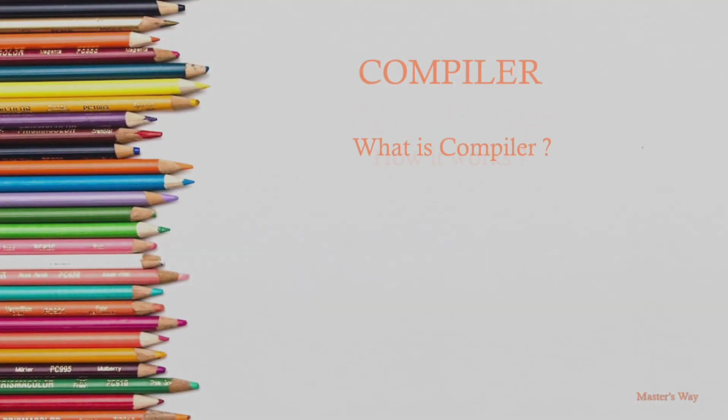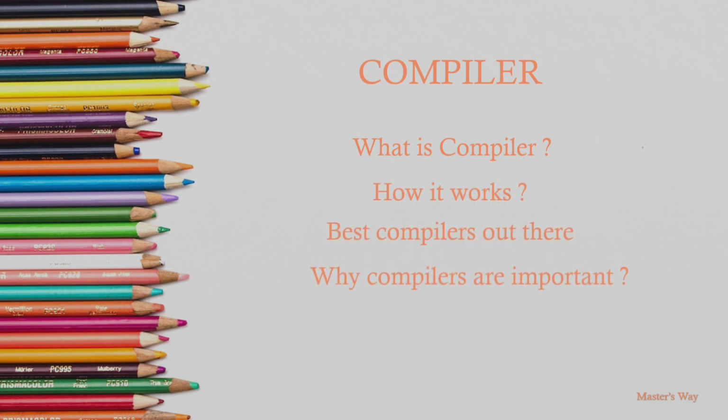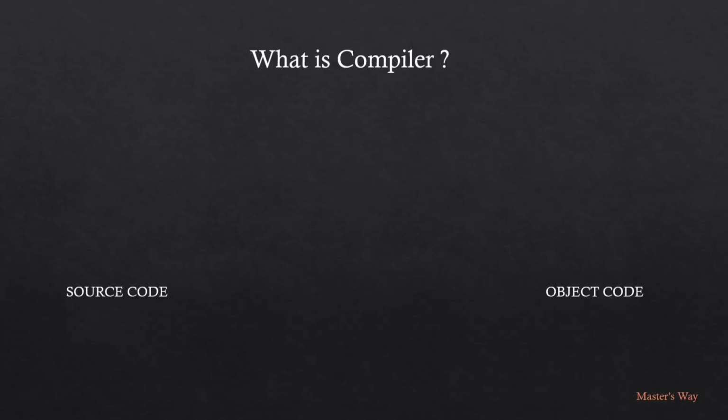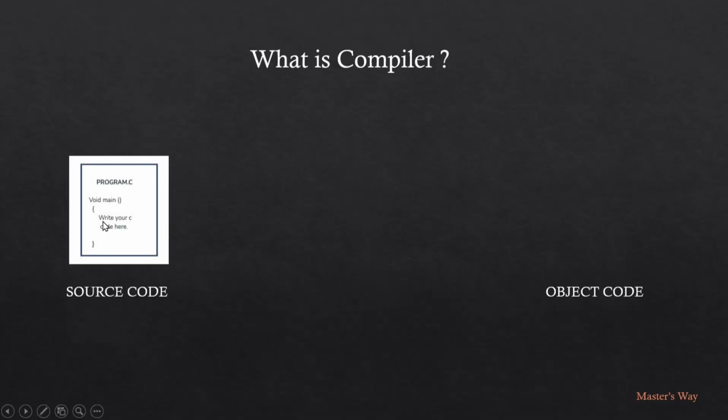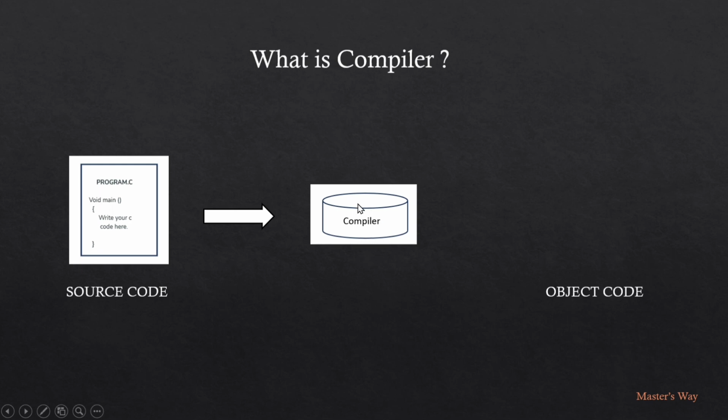Let's see what a compiler is, how it works, the best compilers out there, and why compilers are important. Basically, a compiler is a software. Firstly, we will write our code in a high level language like the C programming language, Java, or Python. Then we will save the file with the respective extension, such as .c or .java. Then this file will be taken as input for a compiler and it runs in the compiler.